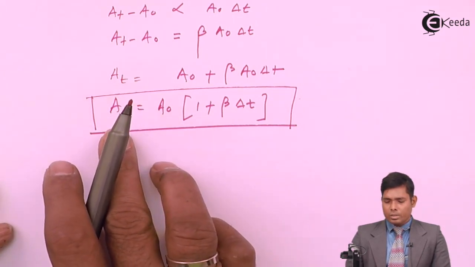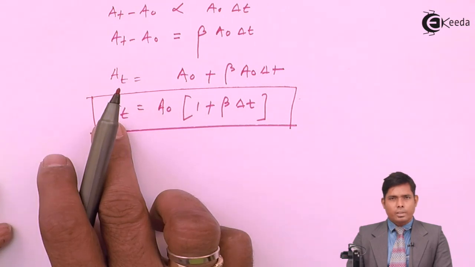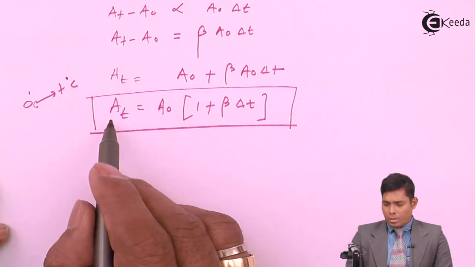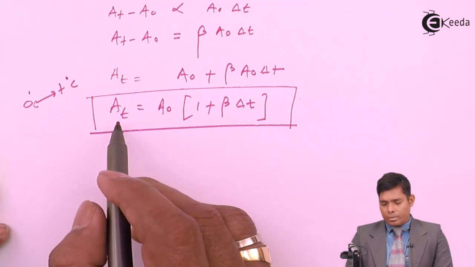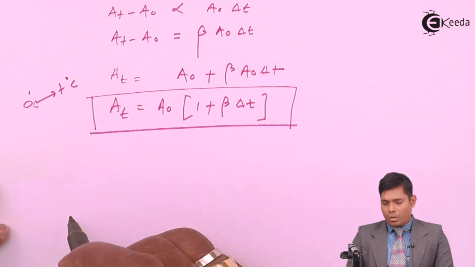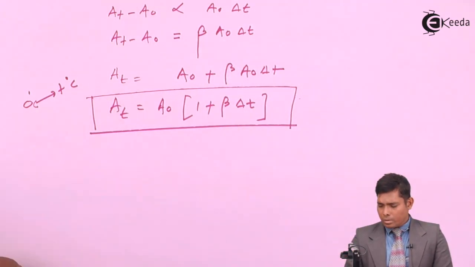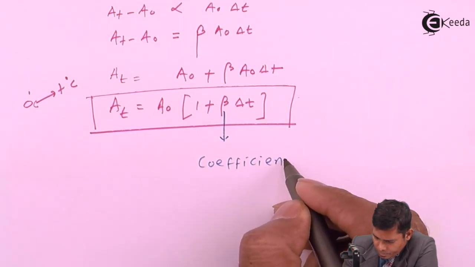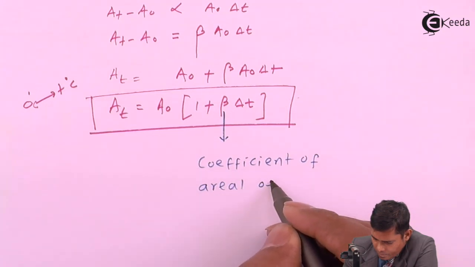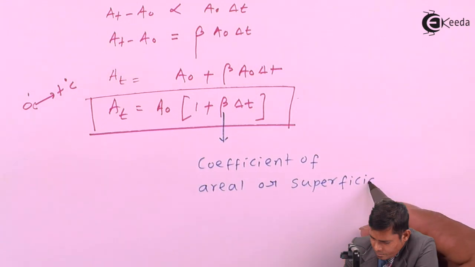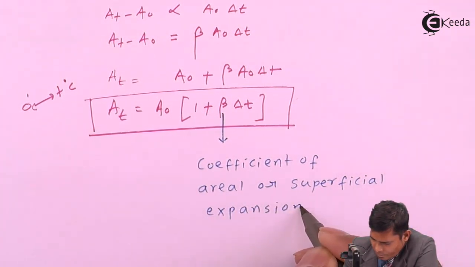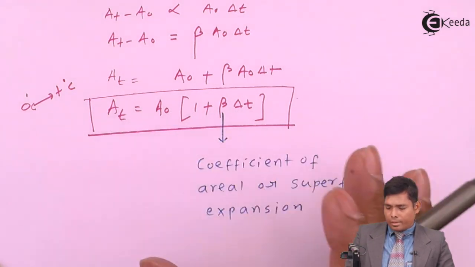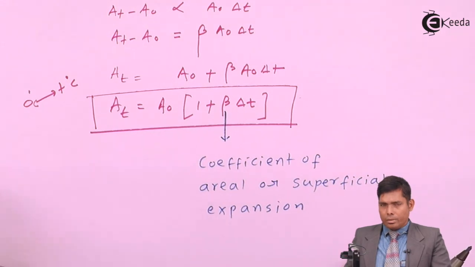One should remember that this is the area of the plate, the solid under consideration, when the temperature changes from 0 to T centigrade. Its area becomes this. So this is the final area at temperature T. Now we will define what this beta is called. This beta is called the coefficient of areal or superficial expansion. This is the final area, and we will define beta now.